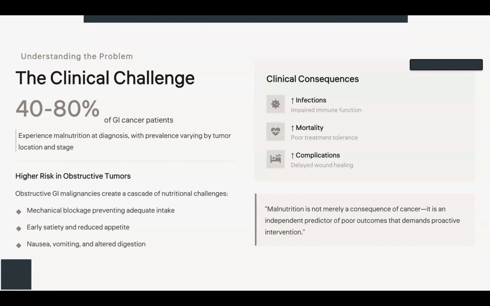Clinically, this translates into increased infection rates, increased mortality, poor treatment tolerance, and increased complications, including delayed wound healing and delayed recovery. So, it is important to emphasize that malnutrition is not merely a consequence of cancer, but an independent predictor of poor clinical outcome.